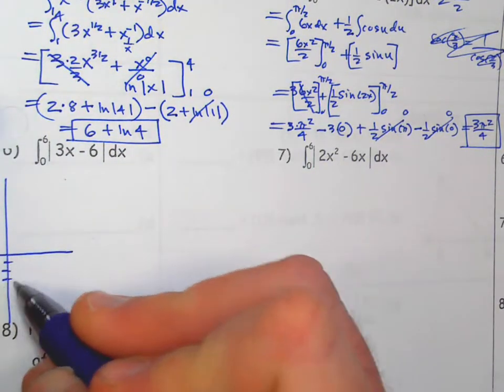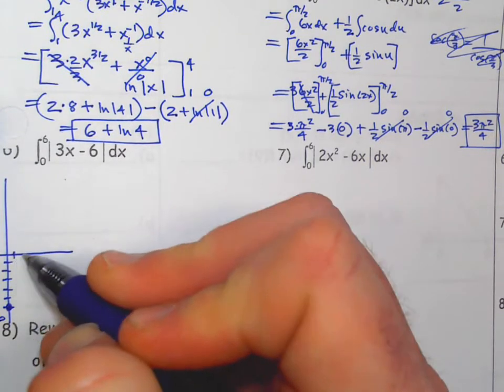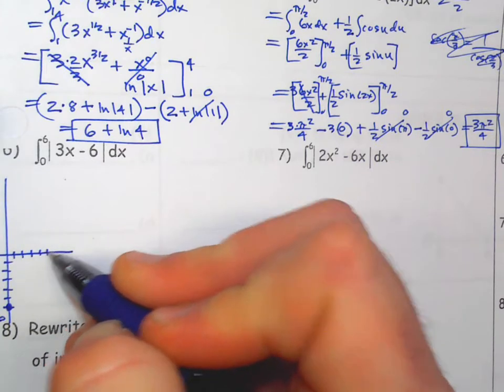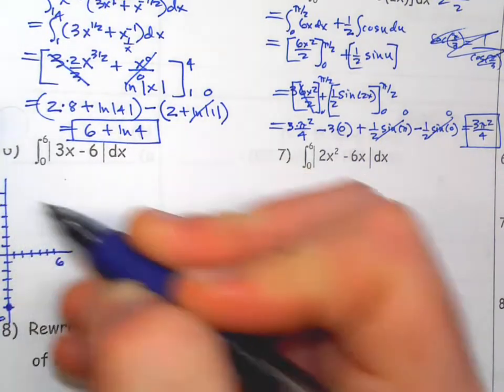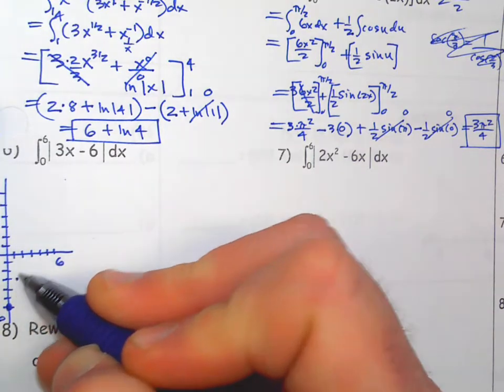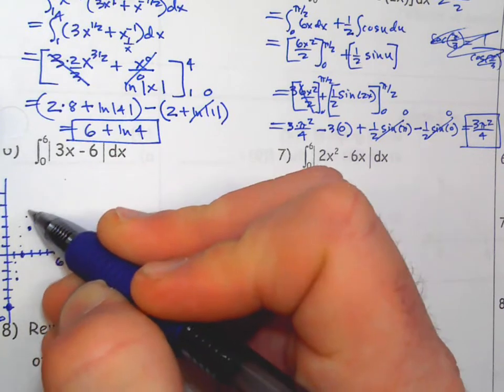1, 2, 3, 4, 5, 6. So it's at -6. Its slope is 3. So it's going to go up 3 over 1, up 3 over 1, up 3 over 1, up 3 over 1.